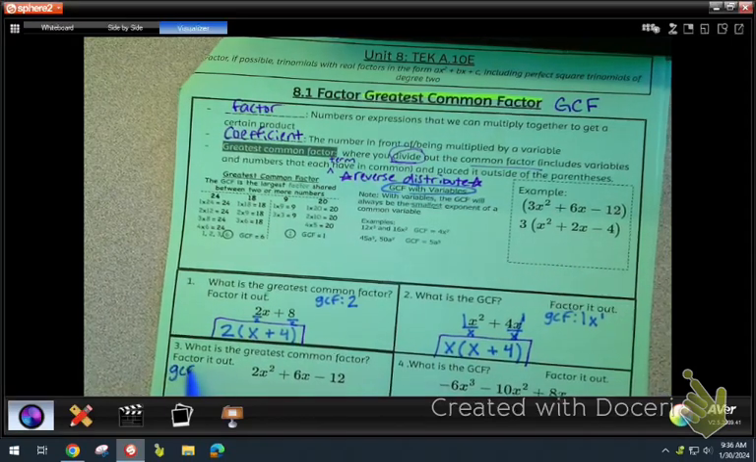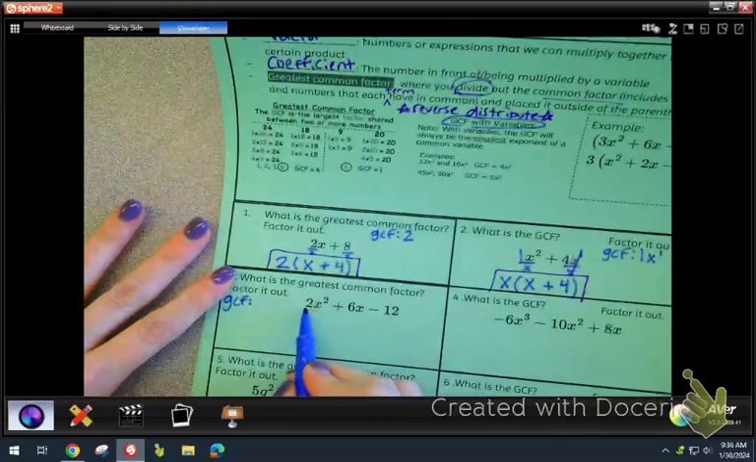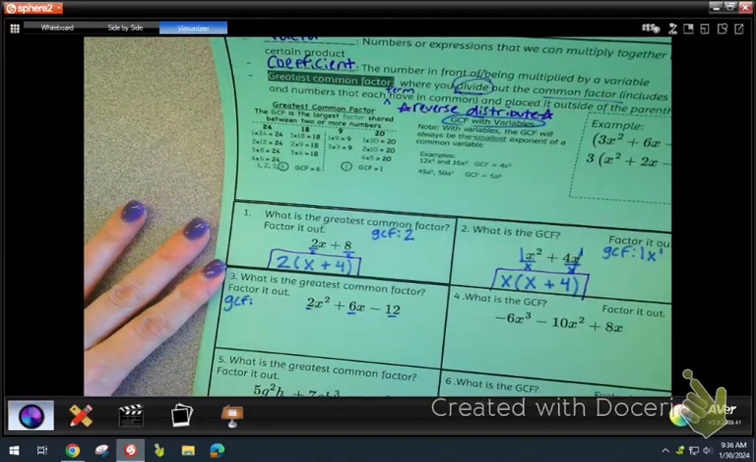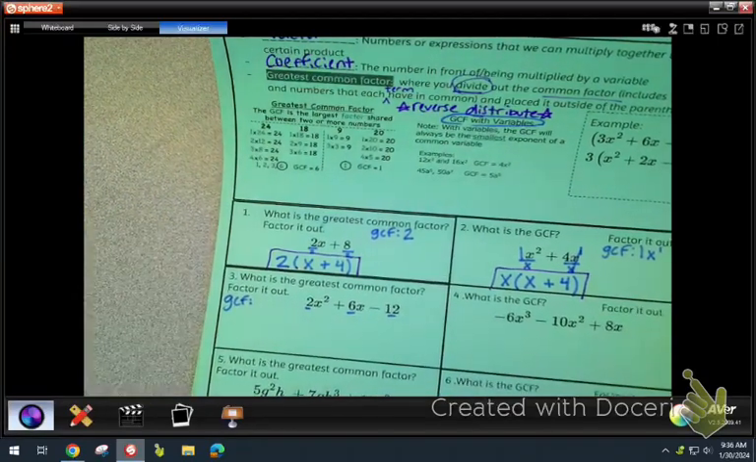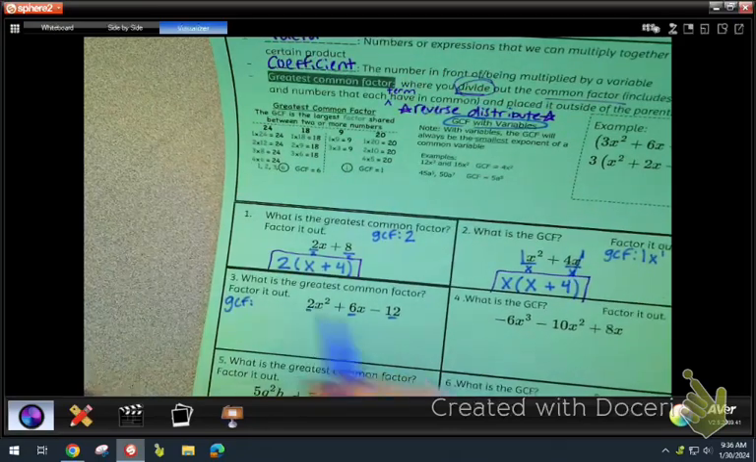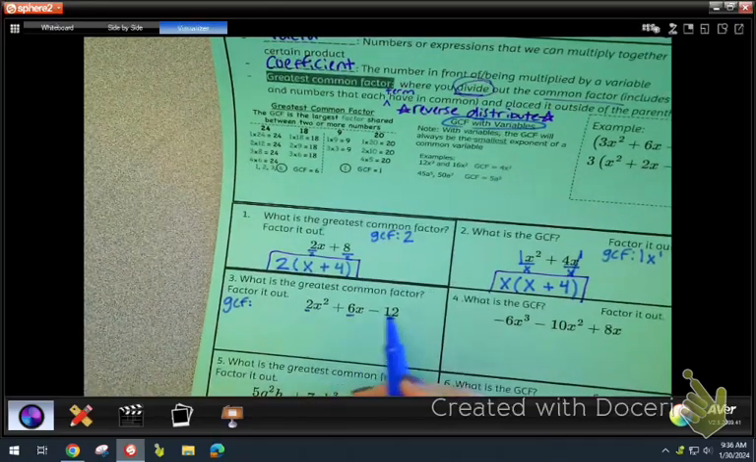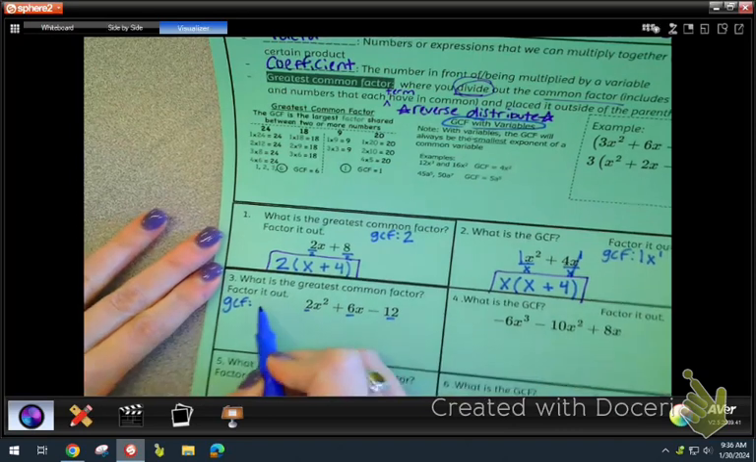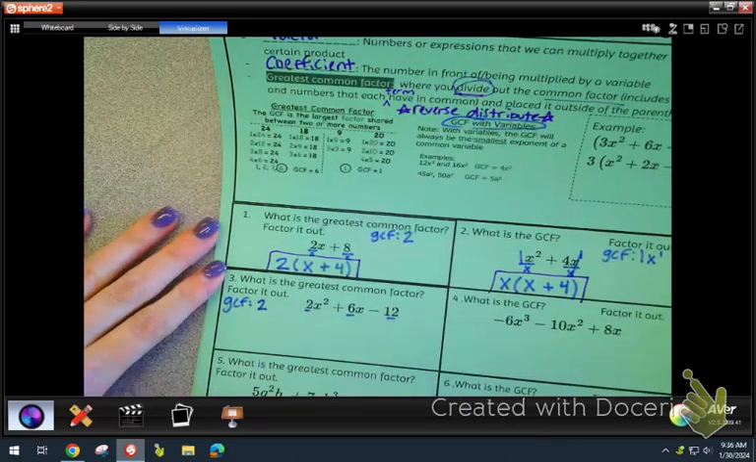Let's check here. All right, what kind of polynomial do I have on number 3? How many terms are there? 3. Trinomial. Okay, we're still doing the same thing, but we have to look at 3 things. We start with the coefficients. Look at the numbers. What's the smallest of the coefficients? 2, 6, and 12. So I always start with the smallest. Is 2 divisible by 2? Is 6 divisible by 2? Is 12 divisible by 2? So my GCF number is 2.